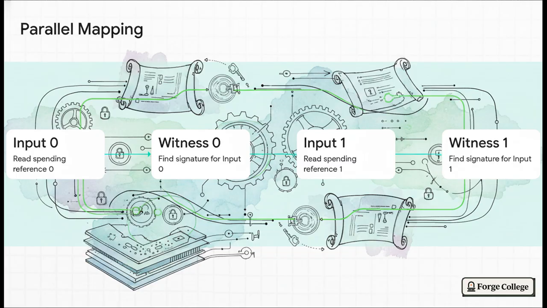You read input 0, its signature is waiting for you in witness stack 0. You read input 1, its signature is right there in witness stack 1. It's a perfectly aligned buddy system. This ensures that even though the signatures are segregated all the way at the back, the network knows exactly which signature unlocks which input without any confusion.